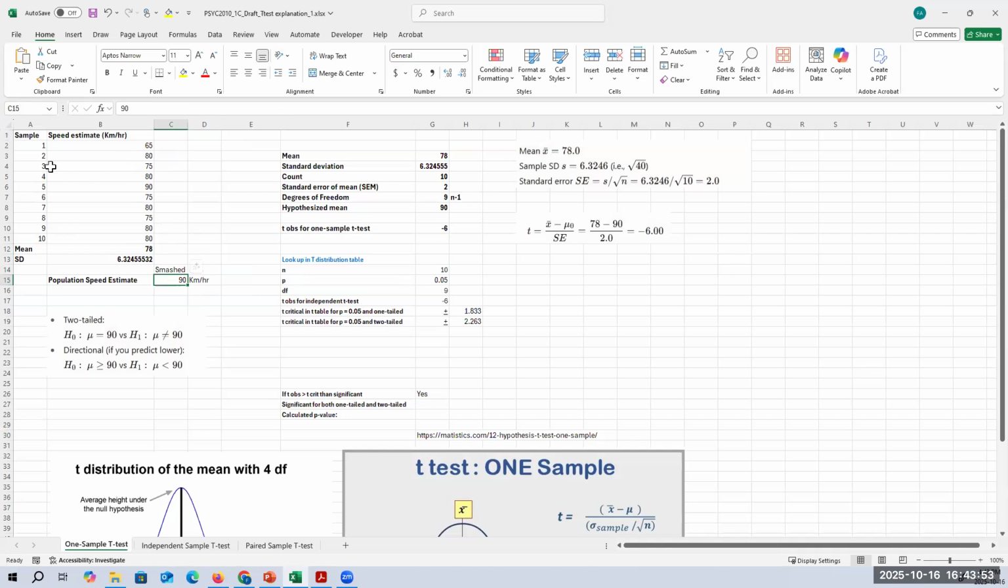Now, what about from your sample? You apply this question, you word the verb as smashed, and you find that they report 65, 80, 75, 80, and you get a mean average of 78, right? Now, how do you test whether 90 is significantly higher than 78, right?